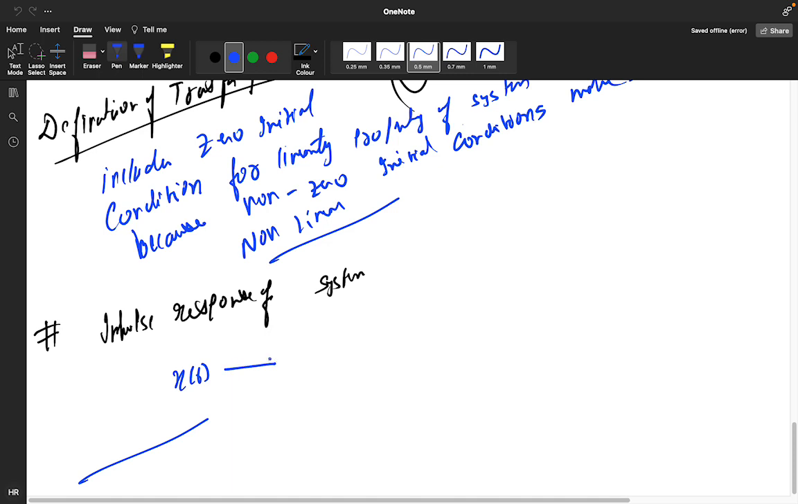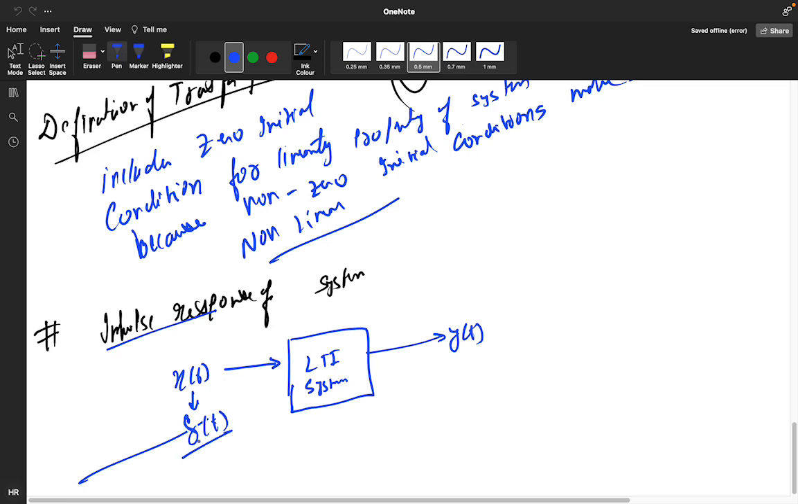X of t, this is your LTI system, and you are getting y of t. You are taking x of t as an impulse, which means your input is delta of t. And what is the meaning of delta of t? At zero you are getting infinite magnitude, but the area is 1.